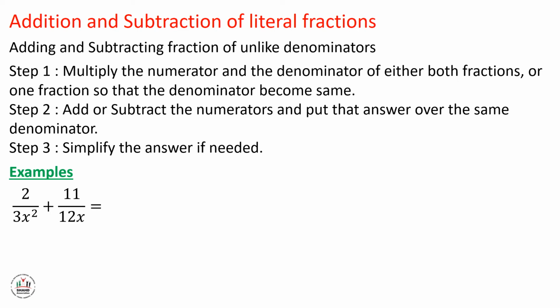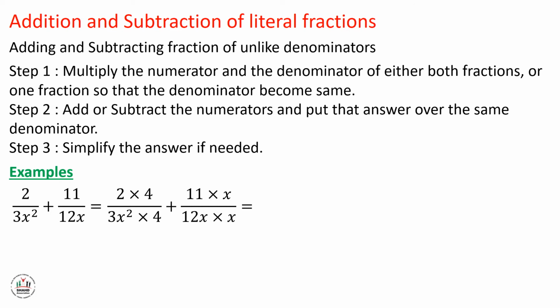To do this, we need to multiply the first fraction by 4. Of course, the numerator and the denominator. So 2 by 4 and over 3x squared by 4. And of course, we are multiplying the numerator and the denominator by the same number because in this way we multiplied the whole fraction by 1. And in this way, the total value of this fraction will not be changed.